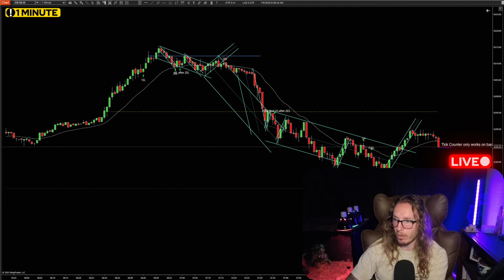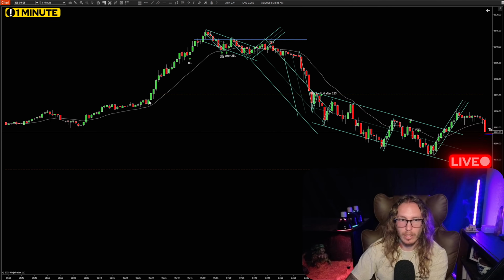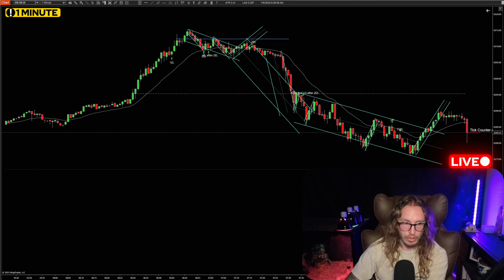If I zoom out and look at this, all it really looks like is a really impulsive move up, then a small correction, then an impulsive move down, and then this little channel, and then it goes over. Now let's go over to the tick chart.